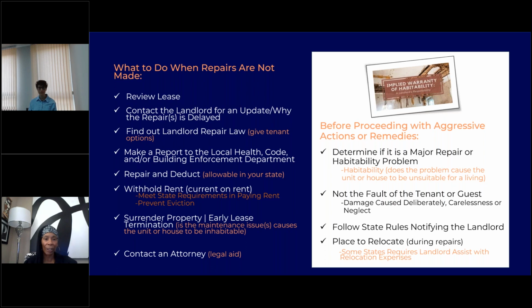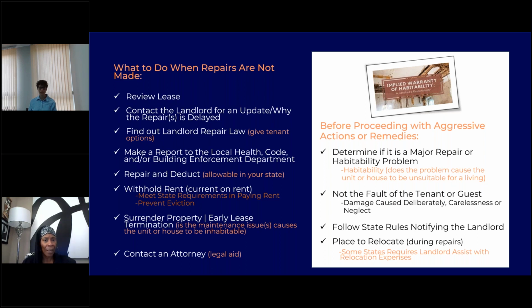And then also find out what your landlord repair laws are in your state. This link will be given to you so you can look it up, because this will dictate what steps they can take if the landlord still refuses to do the repair. Again, it's slightly different in each state, but I'm just going to go over some general ones. One thing you can do is help them make reports to the local health code and building enforcement department. Nothing gets something done quicker, especially if you're talking about a bed bug infestation. If you call the code department and they come out and do an inspection, the landlord or property manager gets issued a citation, and then they get a time period where they have to correct it. So that's just an example.